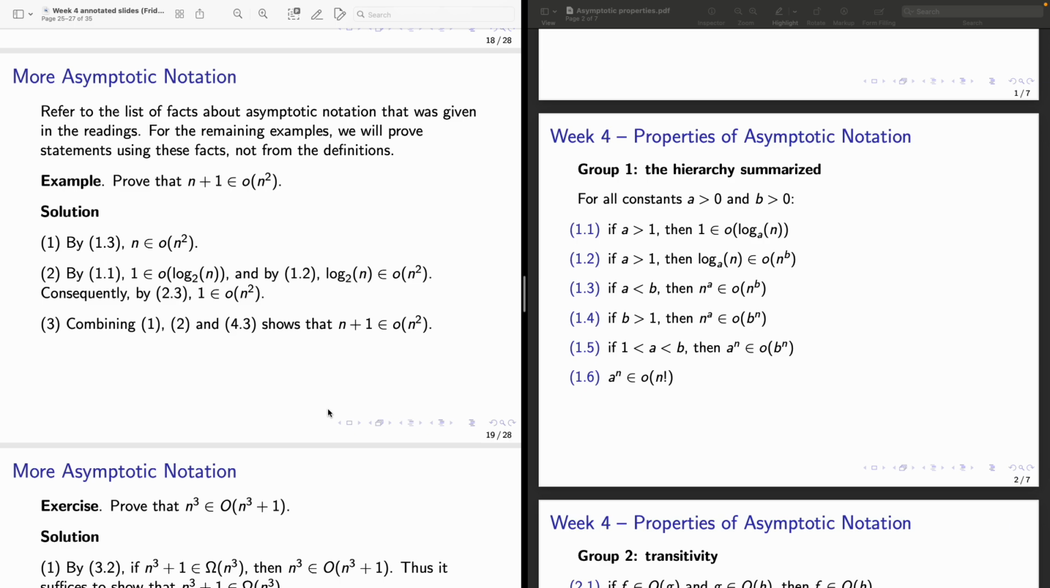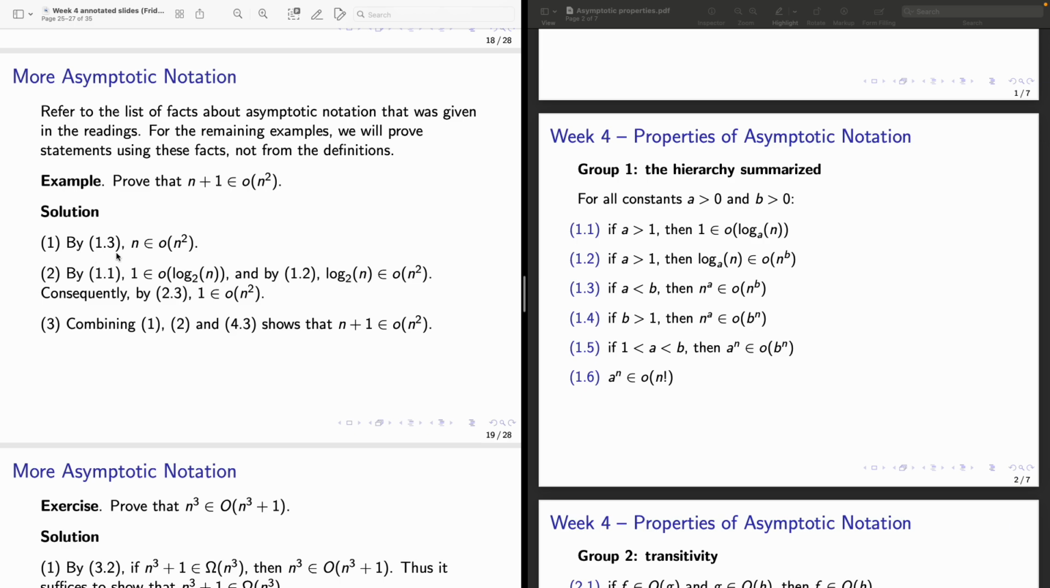So for the first example, we're going to show that n plus 1 is in little o of n squared. So this linear function grows a lot more slowly than this quadratic function. When you do questions like these yourself, it's going to be a bit of a scavenger hunt. But luckily for this lecture, we know what facts we're going to use ahead of time, and I'm just going to explain why each one applies.